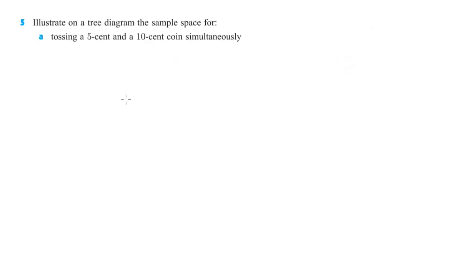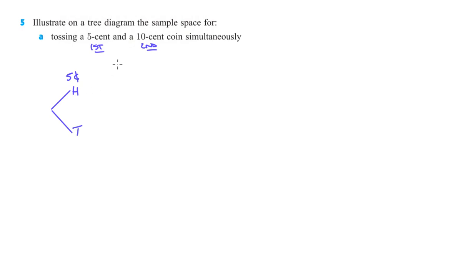Illustrate on a tree diagram the sample space for tossing a 5-cent and a 10-cent coin simultaneously. So here's what I would do. The first one we're going to do is the 5-cent coin. On that 5-cent coin, we can either flip heads or we can get tails, right? I like to think of this as the first thing we're going to do, and the next is the second thing we're going to do.